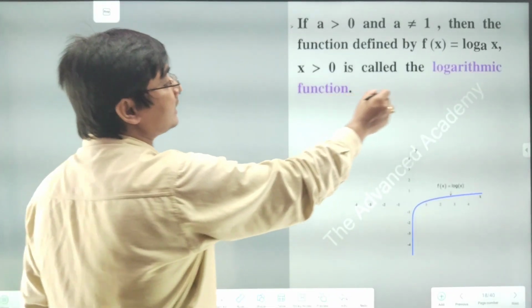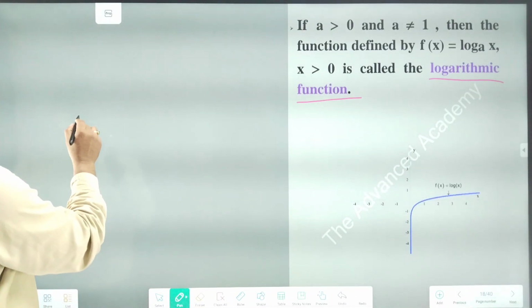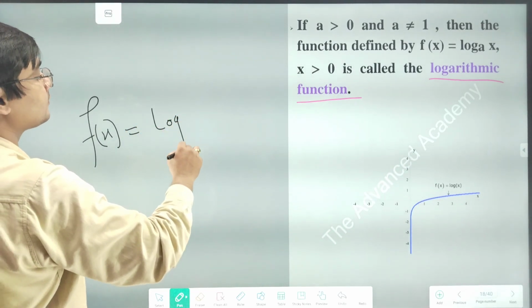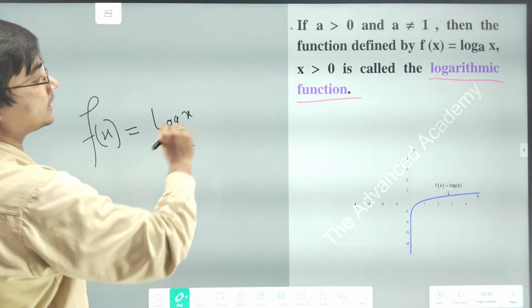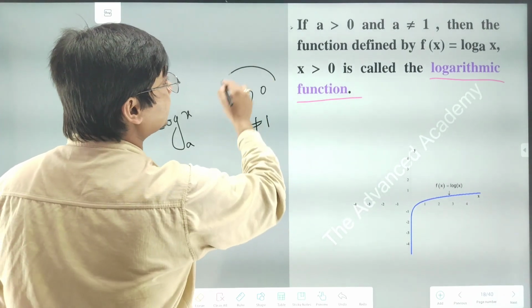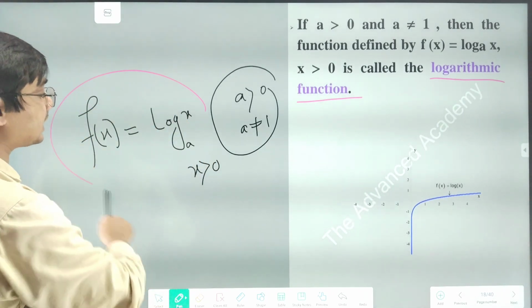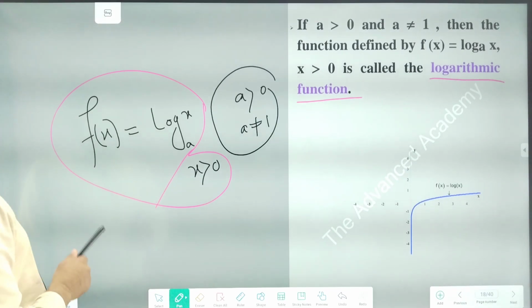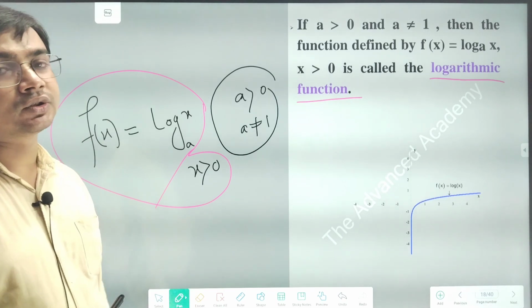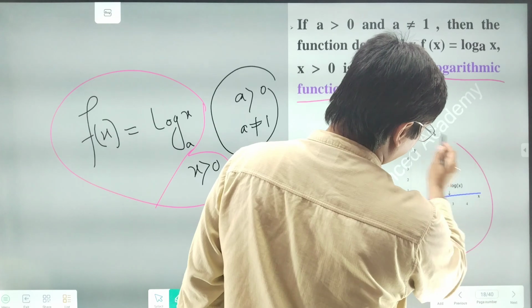Another type of function is the logarithmic function. This type of function is f of x equals log of x to the base a, where a is greater than 0, a is not equal to 1, and also x is greater than 0. This type of function is called a logarithmic function, or log function in short form, and this is the graph for the log function.